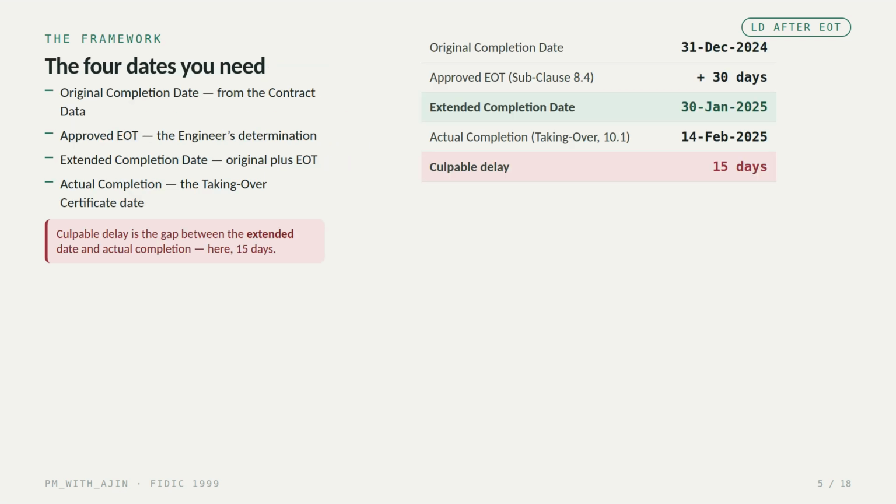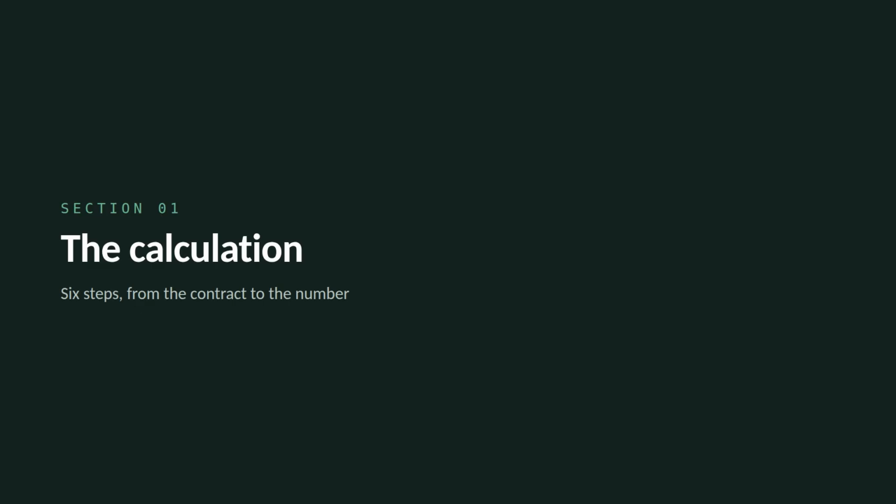That gives us three dates to pin down. The original completion date from the contract data. The approved EOT from the engineer's determination. The extended completion date, which is simply the original plus the EOT. Let's now do the calculation itself in 6 clean steps, from the contract all the way to the final number.